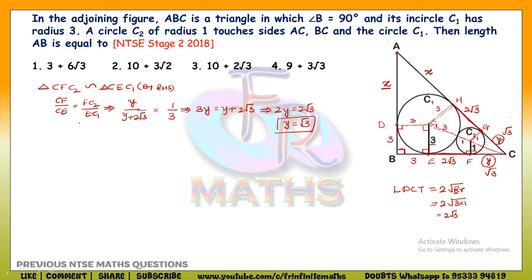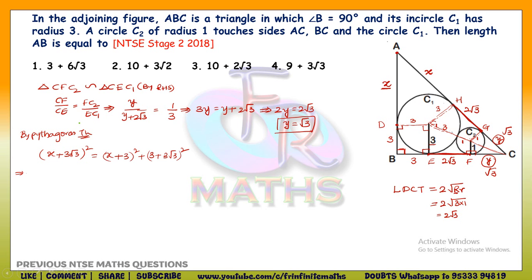Now since I need to find the value of x, and since it is a right angle triangle, we can apply the Pythagoras theorem directly to this particular triangle. So what will you get by Pythagoras theorem? The hypotenuse is x plus 2 root 3 plus root 3, which is 3 root 3. So (x plus 3 root 3) whole square is equal to, here AB is nothing but x plus 3, whole square, plus BC is nothing but 3 plus 3 root 3, so (3 plus 3 root 3) whole square.